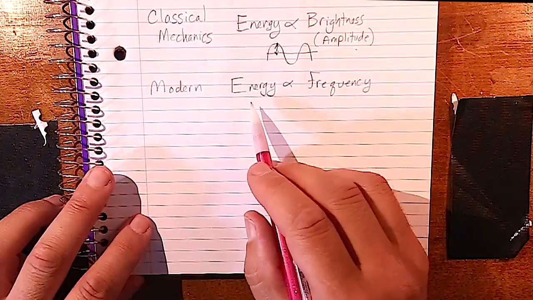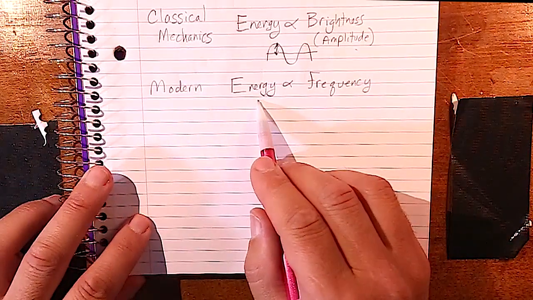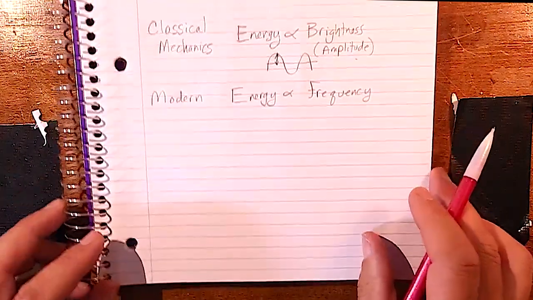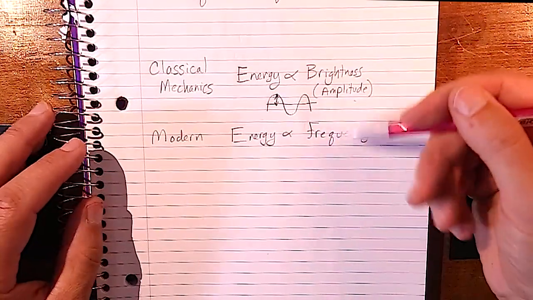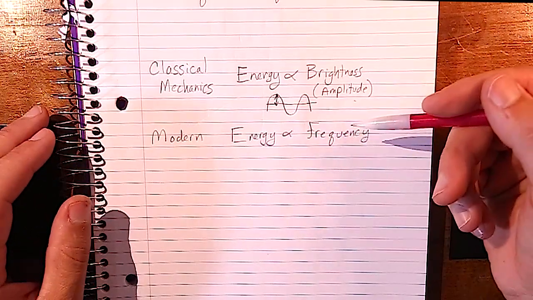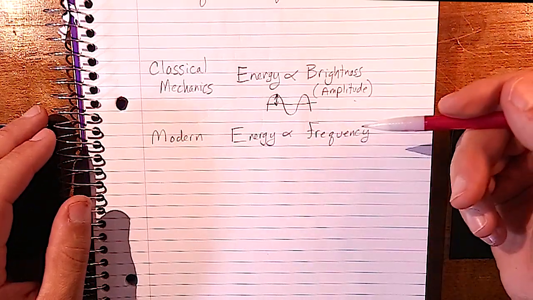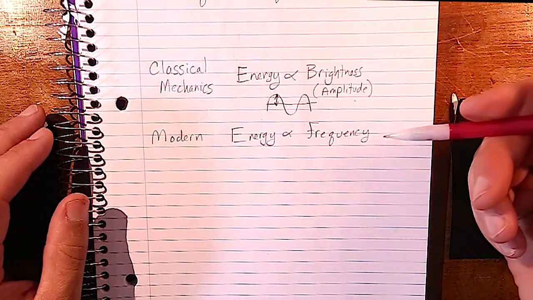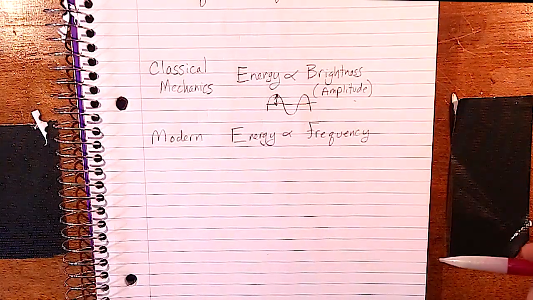Now in modern physics, we're seeing that that energy is actually proportional to the frequency. So we have this disagreement between these two ideas. And it was Albert Einstein who resolved this problem by explaining the photoelectric effect, an experiment that I'll explain next.